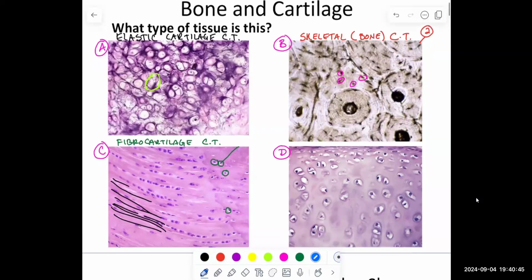The last one, D. What is the name of that one? Hyaline cartilage connective tissue. How do I know that's cartilage? Look at the space, lacuna. Chondrocytes live in there because it's not bone tissue. Bone tissue, you see the tree rings. Easy giveaway.